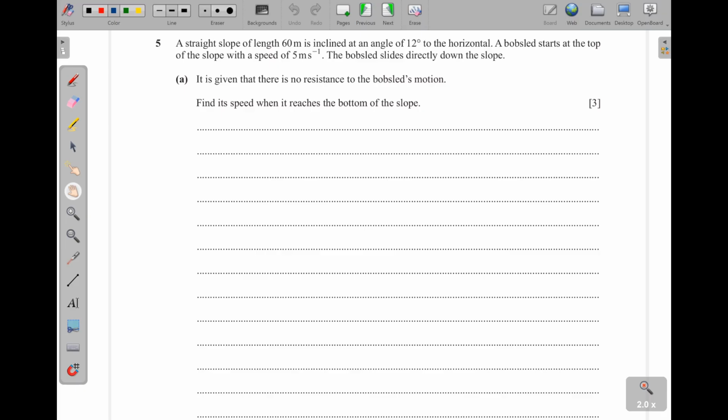Part A, it is given that there is no resistance to the bobsled's motion. Find its speed when it reaches the bottom of the slope. There are two methods I can use here. Number one, the energy method.